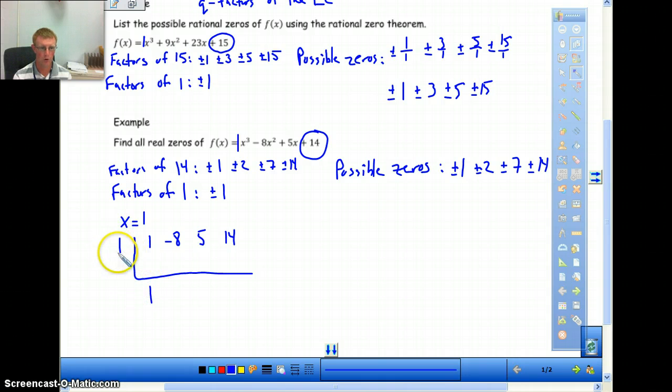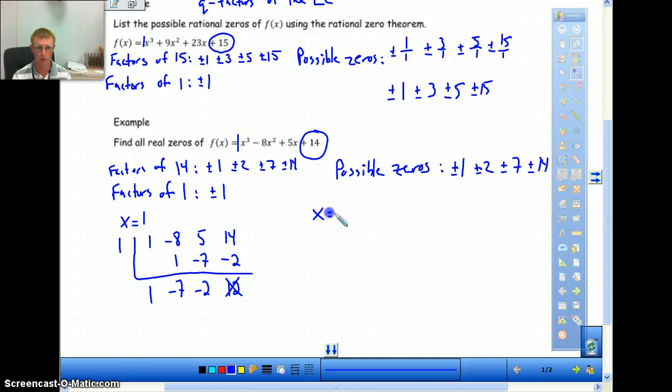So bring down the 1. 1 times 1 is 1. -8 plus 1 is -7. 1 times -7 is -7. 5 plus -7 is -2. 1 times -2 is -2. 14 plus -2 is 12. So the point is, if this is going to be a 0, then this has to be 0 at the end. So we know that x equals 1 is not a 0. Okay, so we move on to the next one.